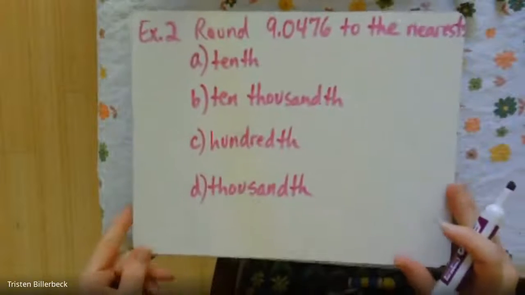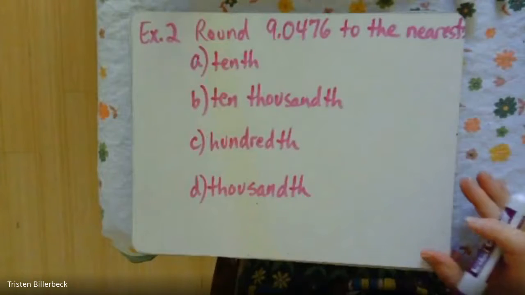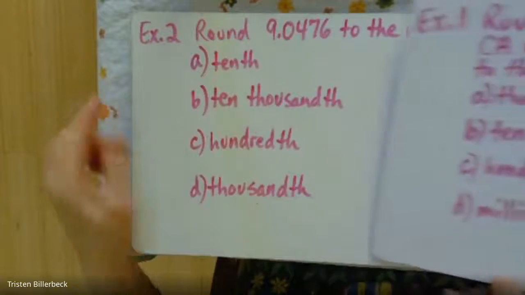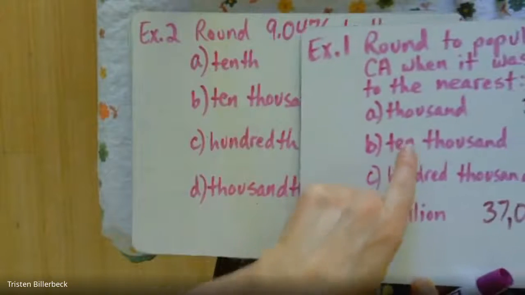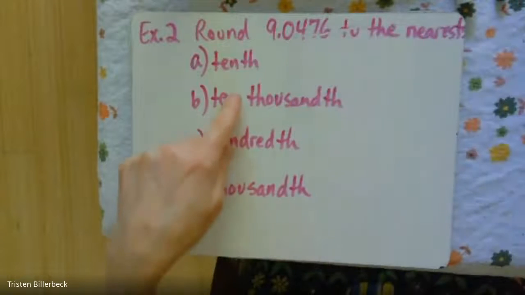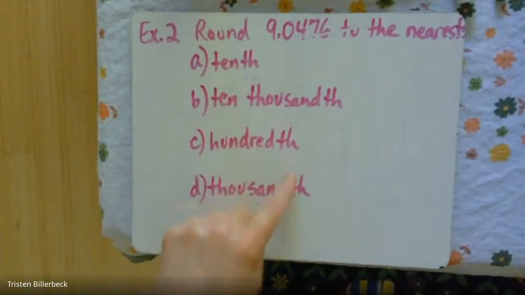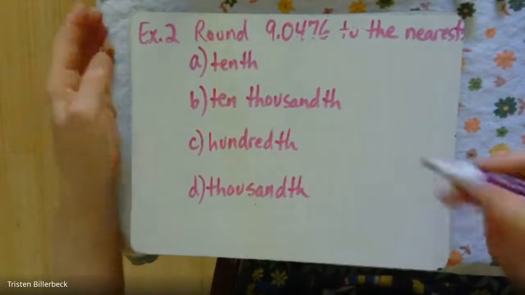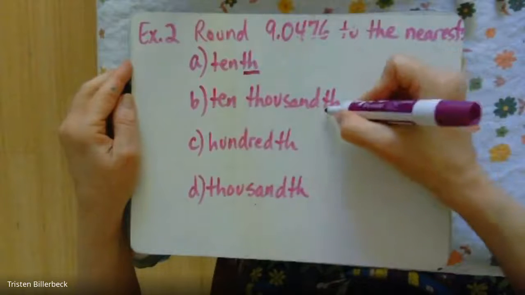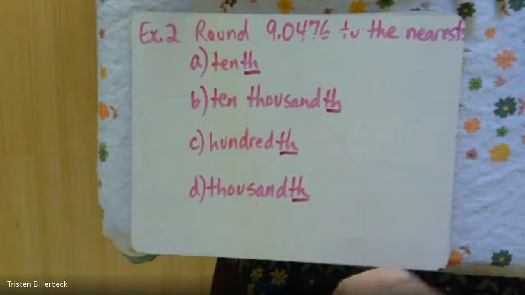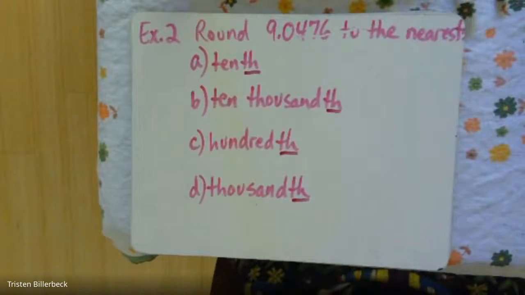Well, let's look at decimals now. So if we notice the difference between this one, 1,000, 10,000, 100,000, million, but this one we have THs. Okay, once we have THs, we're in the decimals. So we've got to watch out for those THs.